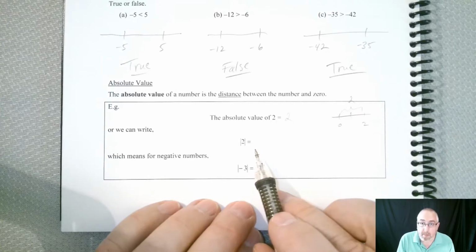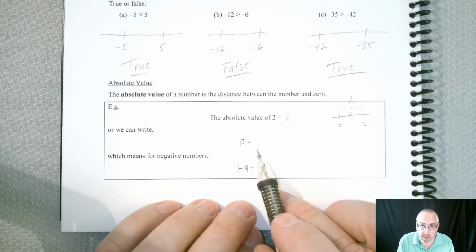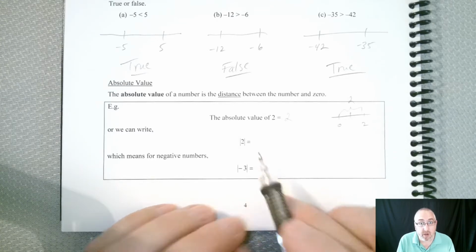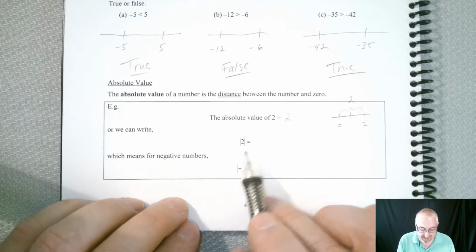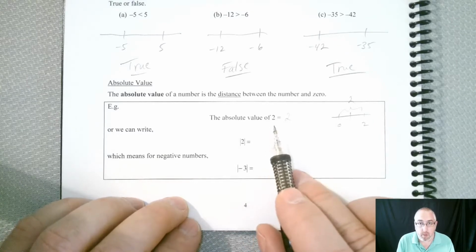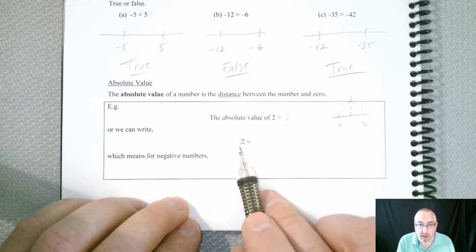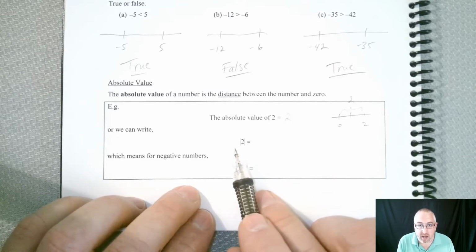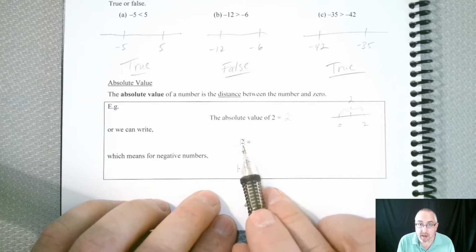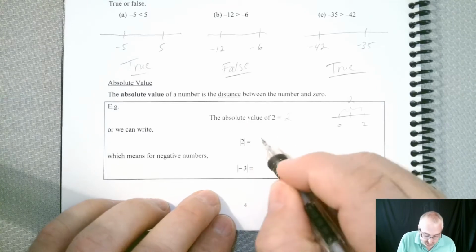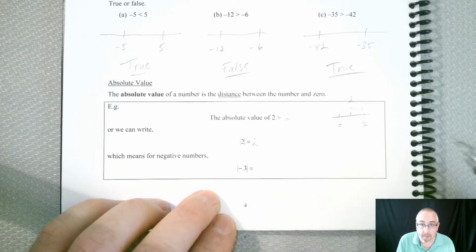Now, mathematicians are lazy people. So we don't like to write a lot of words if we don't have to. If we can use symbols to represent these terms, then that's what they're going to do. So instead of writing the absolute value of 2, we can shorten it down by putting a vertical line on either side of the number. So this actually means the same thing as this. So this answer is 2.